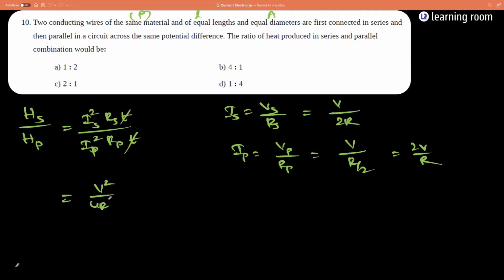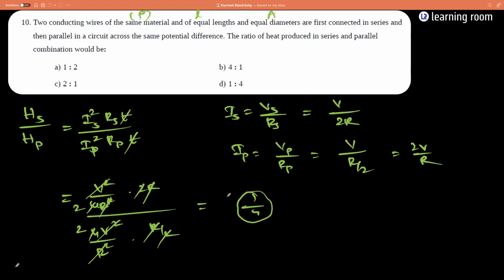So V square by 4R square into 2R divided by 4V square by R square into R by 2. So this and this will get cancelled. R and R are gone. R square and R square are gone. V square and V square are gone. So what are you left with? It goes 2 times. 1 by 4 is the answer. Is there an option? Yes. So 1 by 4 is the required answer.